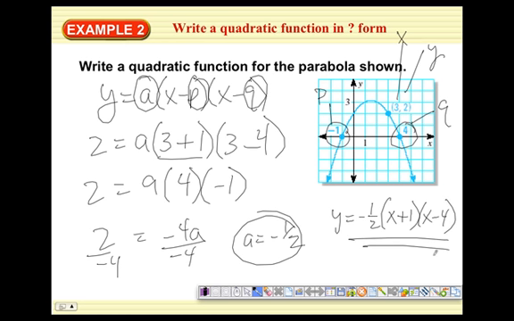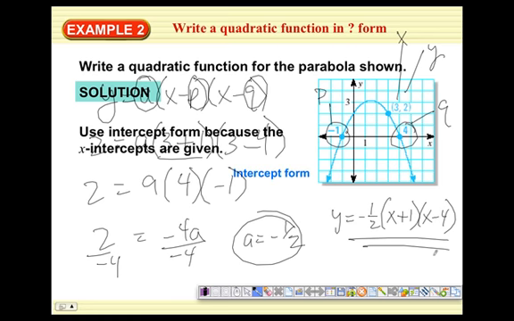Good. How many of you got that answer ahead of time, beforehand? Most. Okay. Write a quadratic function, meaning write the equation of that graph right there.